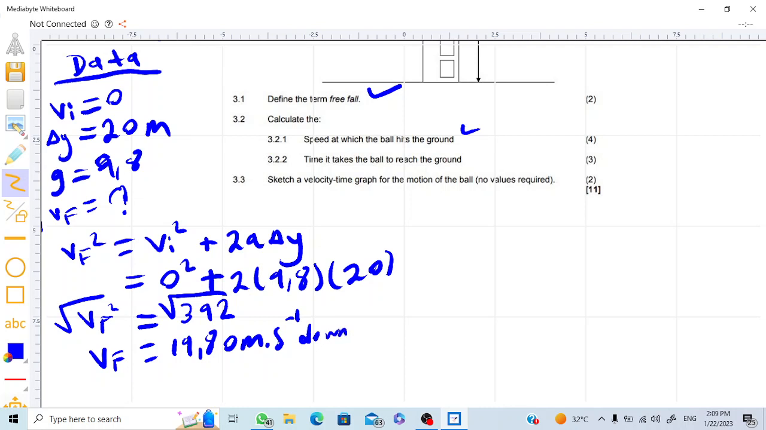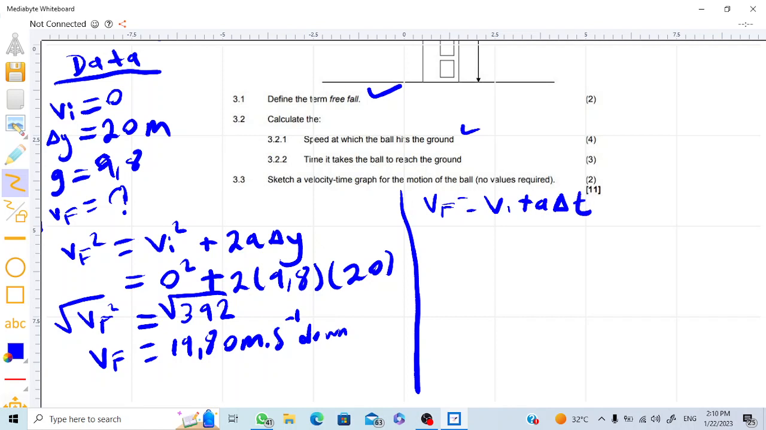Okay, now calculate the time it takes the ball to reach the ground. Okay, now the time it takes for the ball to reach the ground, you can use the formula Vf is equal to Vi plus a delta t.